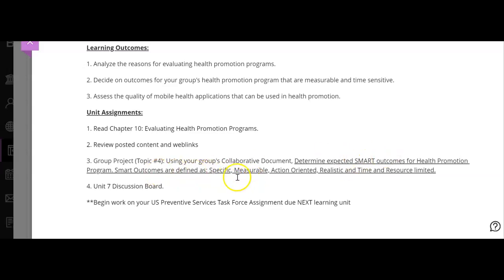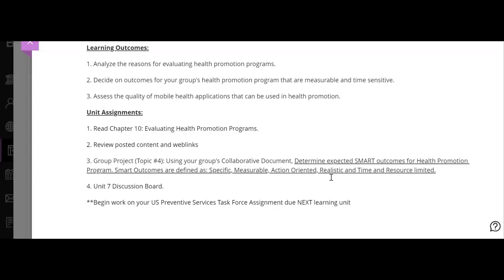And SMART just means they have to be specific, measurable, action oriented, and then this is a big part with health promotion programs, they need to be realistic. Health promotion programs are typically done by volunteers who have limited time and limited resources. Mostly financial resources are very limited. So yes, there are some health promotion programs that are very large, grant funded, etc. But for our purposes, we really have to make sure that our outcomes are realistic along with measurable.